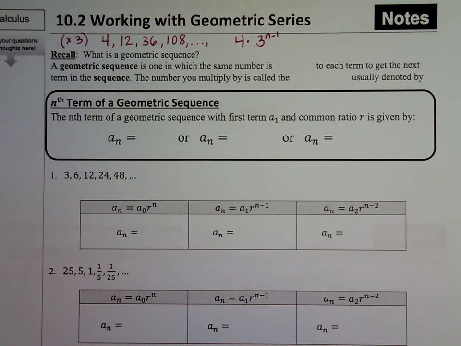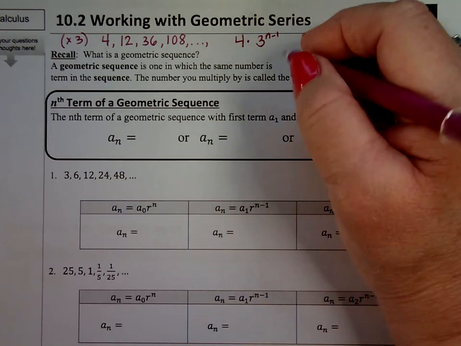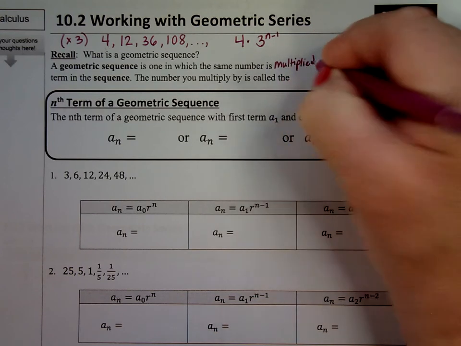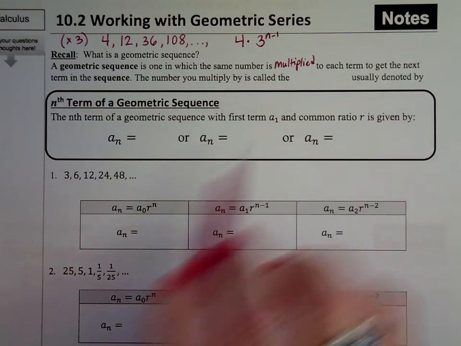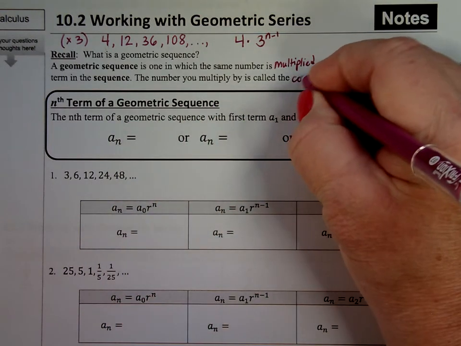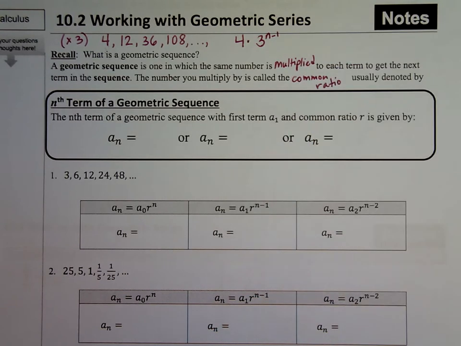You can try some more and see, but nonetheless, a geometric sequence is one in which the same number is multiplied to each term to get the next term in the sequence. The number you multiply by is called the common ratio. That's going to be important to us in this lesson. The common ratio.